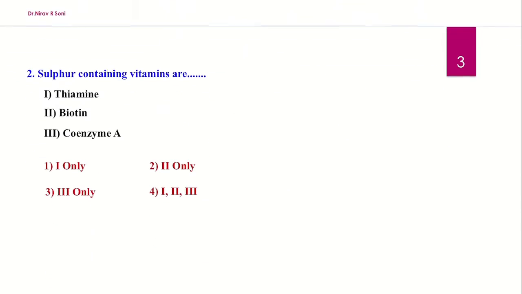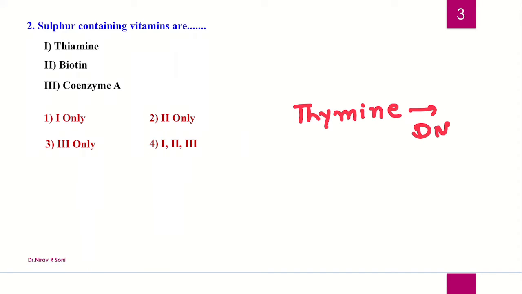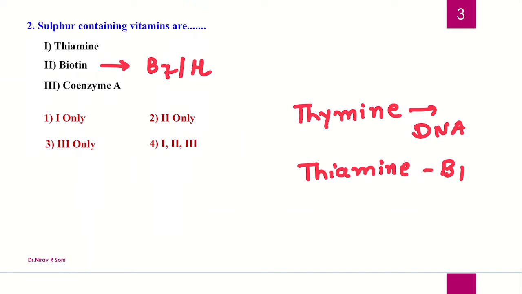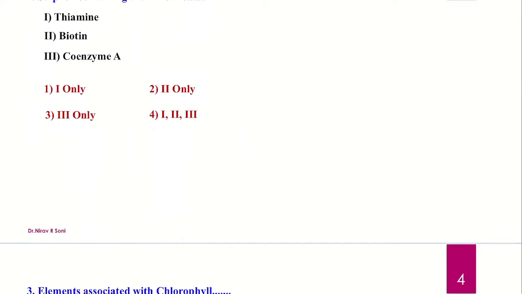Second MCQ. Sulfur containing vitamins. The sulfur containing vitamins are thiamine and biotin. Here you can consider thiamine and thymine. Thymine is a nucleotide which is present in the DNA, and thiamine is vitamin B1. Biotin is vitamin B7 or vitamin H, and also coenzyme A. So your answer should be option number 4, 1, 2 and 3 respectively.